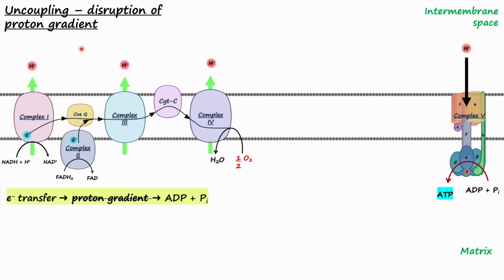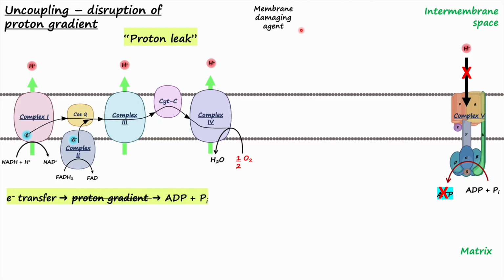So basically, disruption of the proton gradient results in uncoupling, and during uncoupling, protons can leak through the inner mitochondrial membrane to re-enter the mitochondrial matrix without channeling through the complex 5 enzyme, and that can result in the inhibition of ATP synthesis. Now, there are some chemicals or compounds or proteins which can cause disruption in the proton gradient, and they are called uncouplers. And these uncouplers are categorized into different categories.